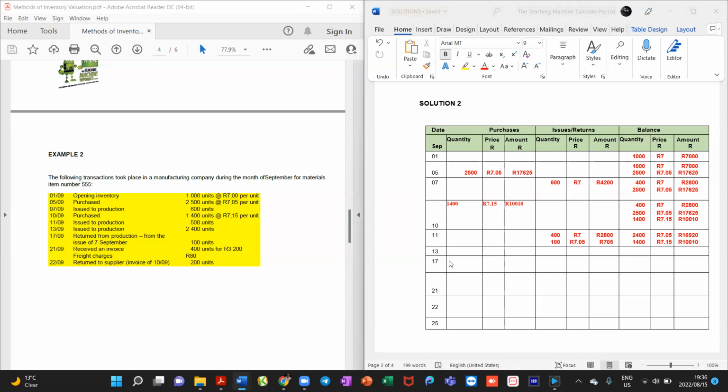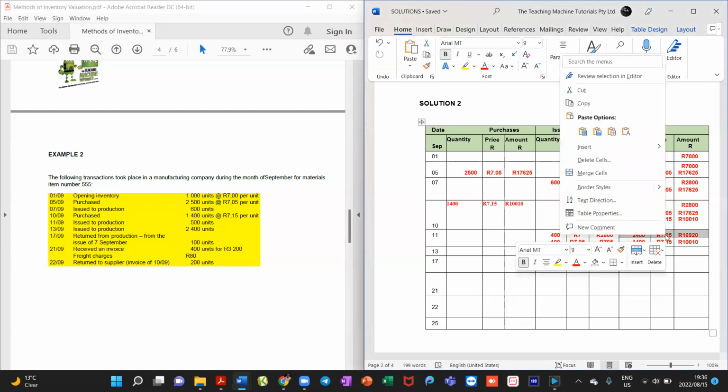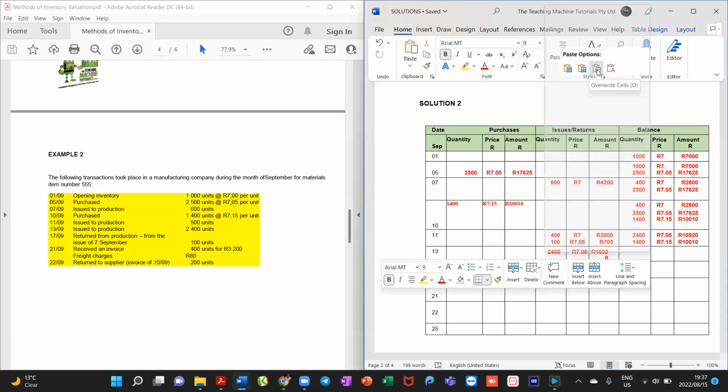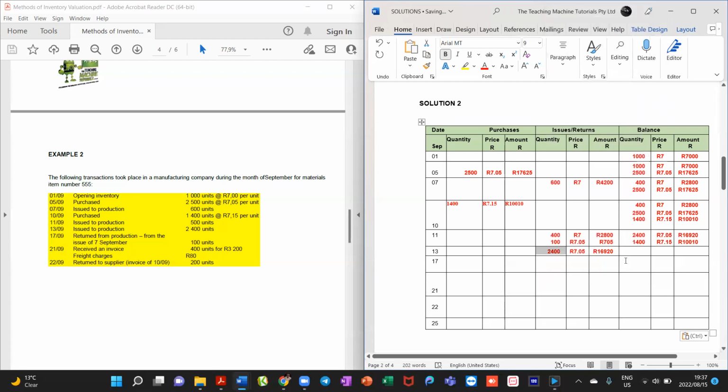Okay. Let's look at the transaction on the 13th. It says issued to production 2.4 units. So this is clear. These are the units that were issued to production. So I'm just going to copy, and then under issues and production, I will paste this. We are left with this batch that consists of 1.4 units at 7.15. And then the amount is 10.10. All right.